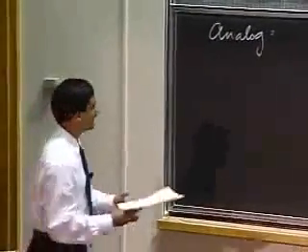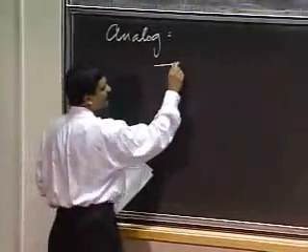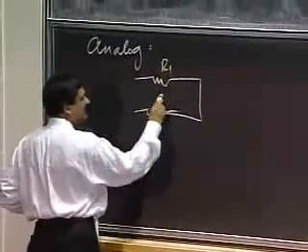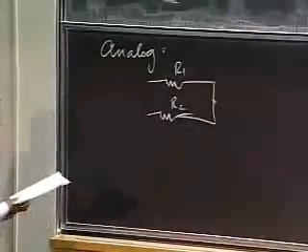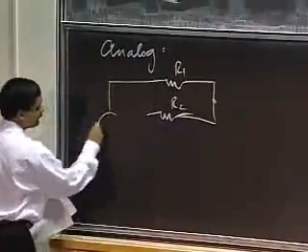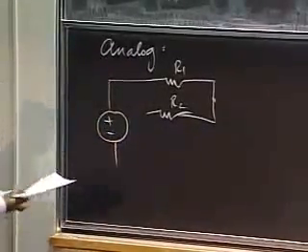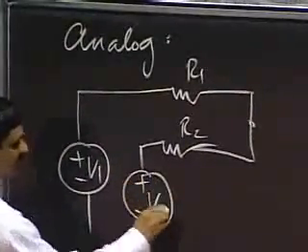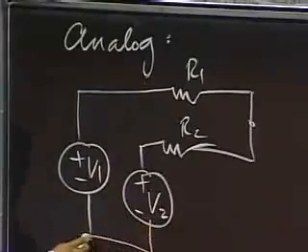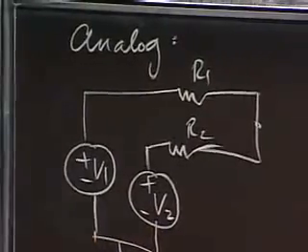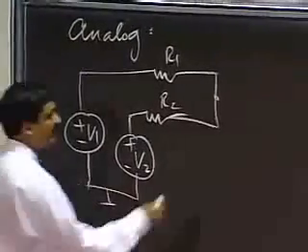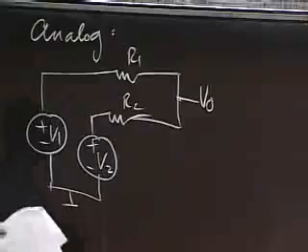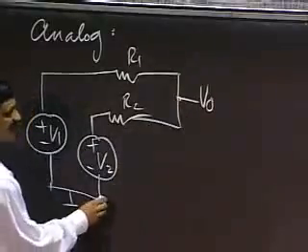So let's start with an analog circuit that looks like this. Two resistors, R1 and R2. And what I'm going to do is apply a voltage source here, V1, apply another one here, V2, and make this connection. Okay, and let me call this voltage V0 and measure and call this my output.